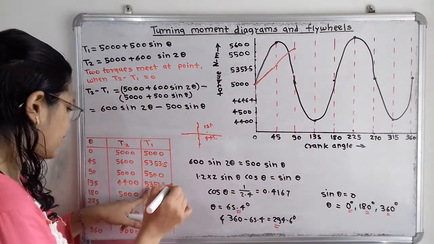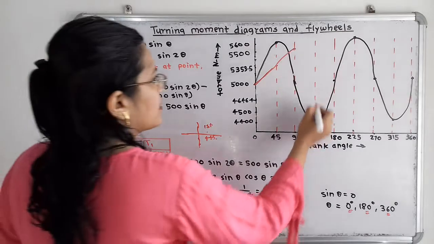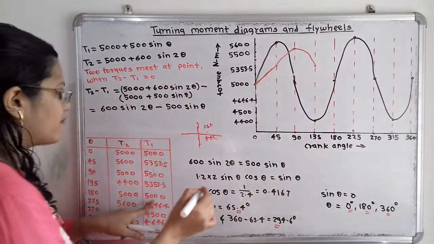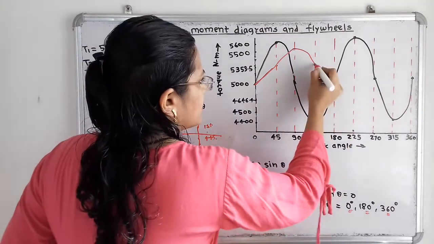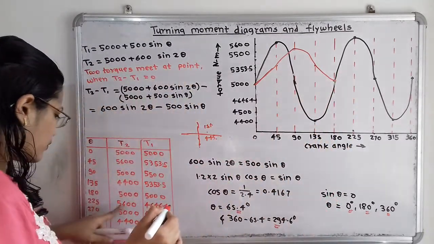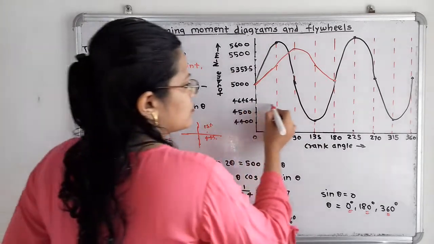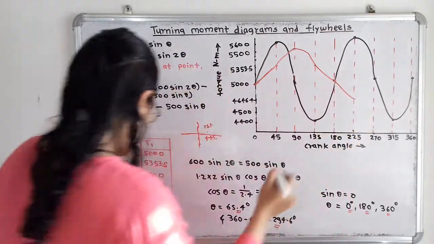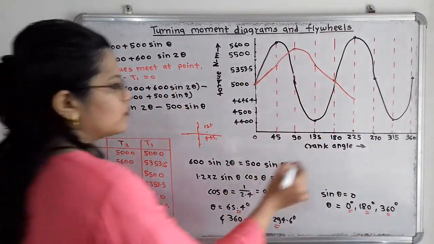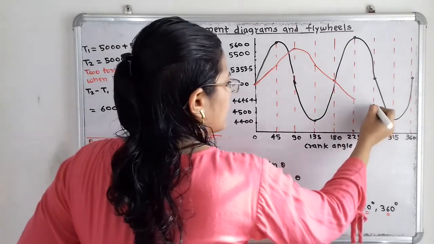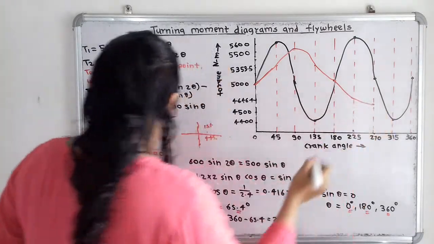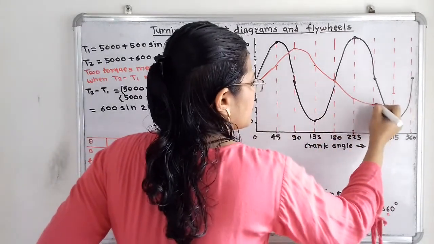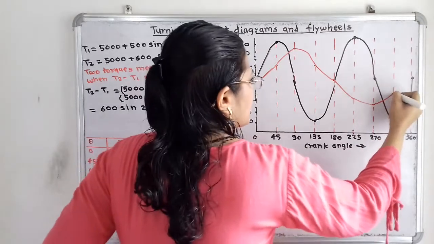Then 5353.5, so again here 5353.5. Then again 5000, so for 180 it is 5000. Then 225 is 4646.4, so for 225 here 4646.4. Then again 4500, for 270 it is 4500. So I have to join this. Then again 4646.4, for 315 again 4646.4, and again it is 5000.